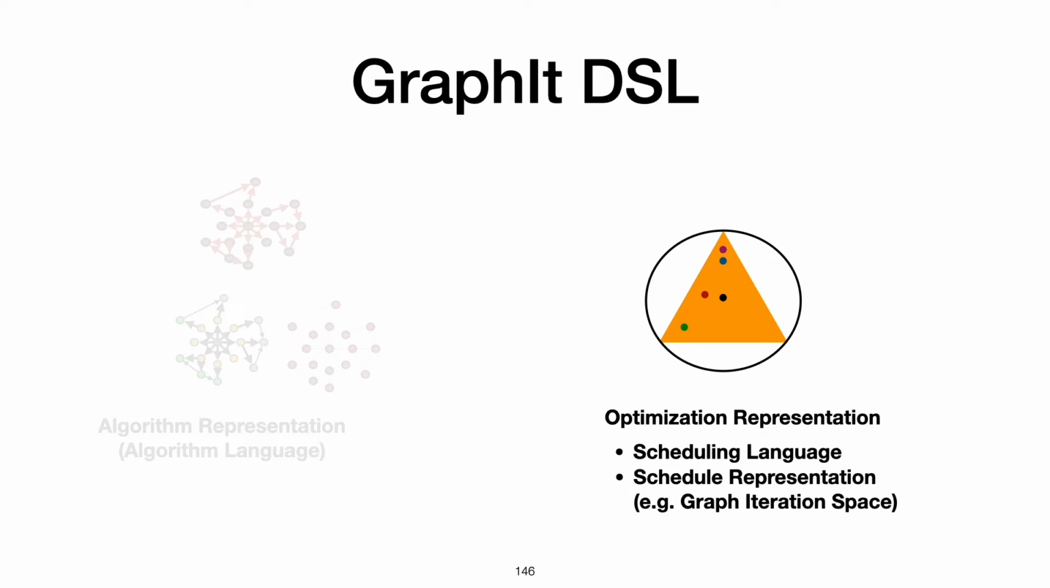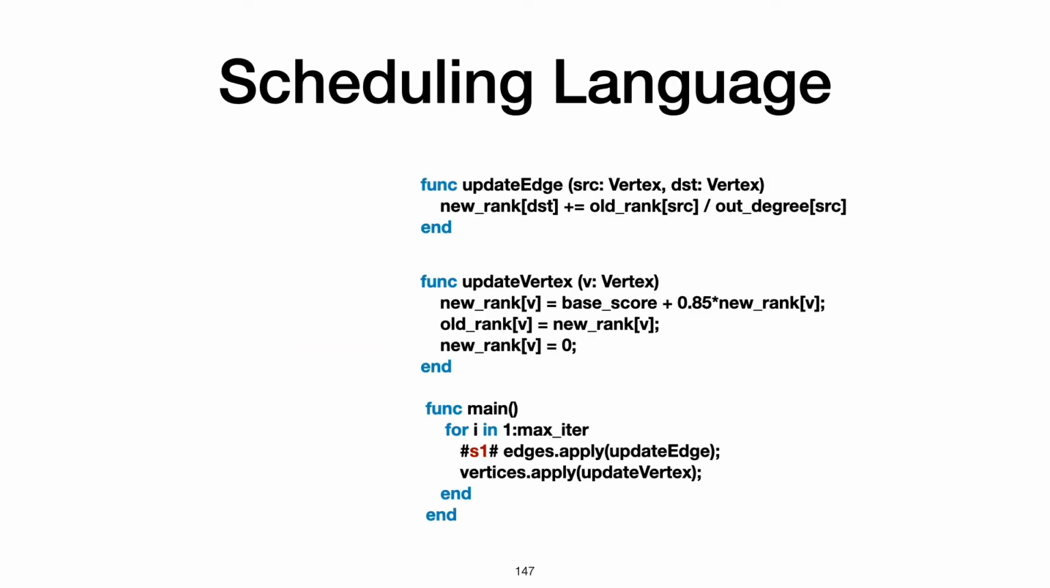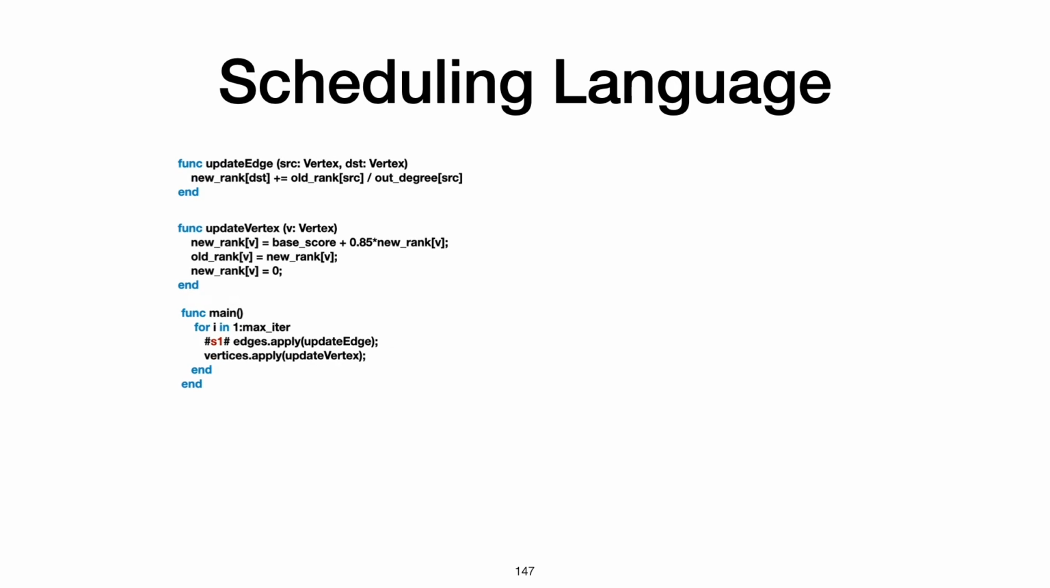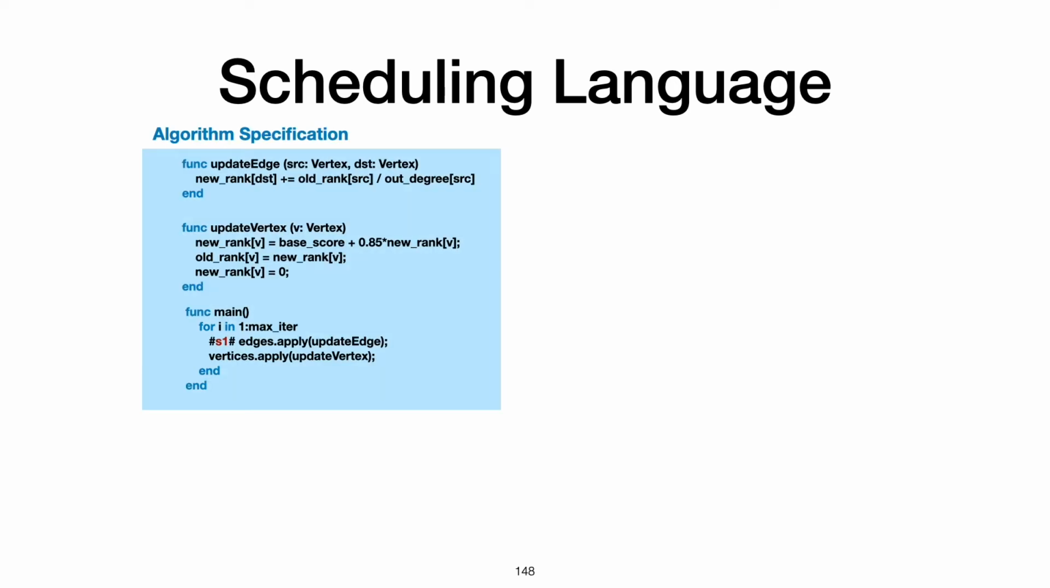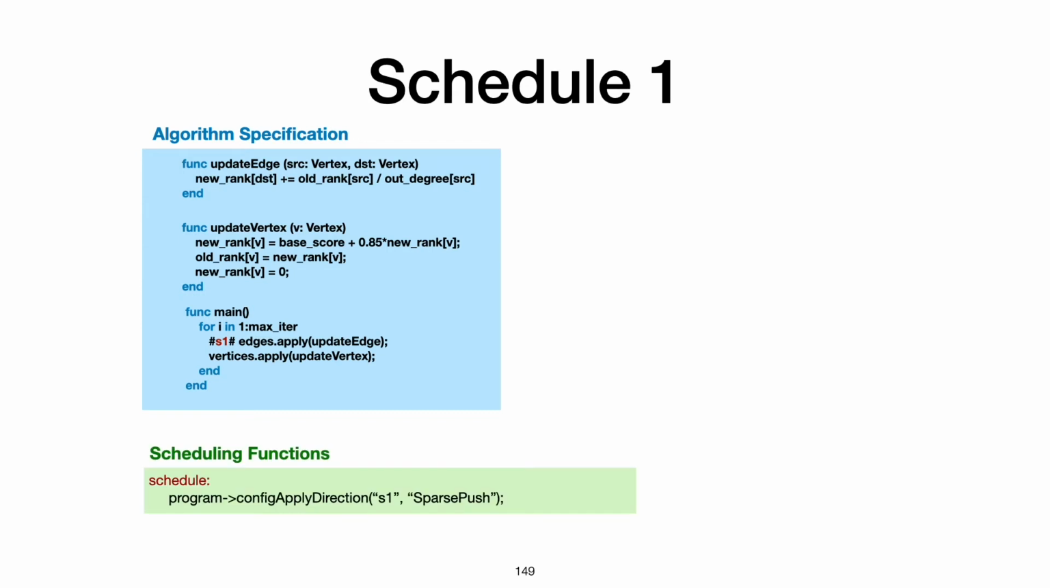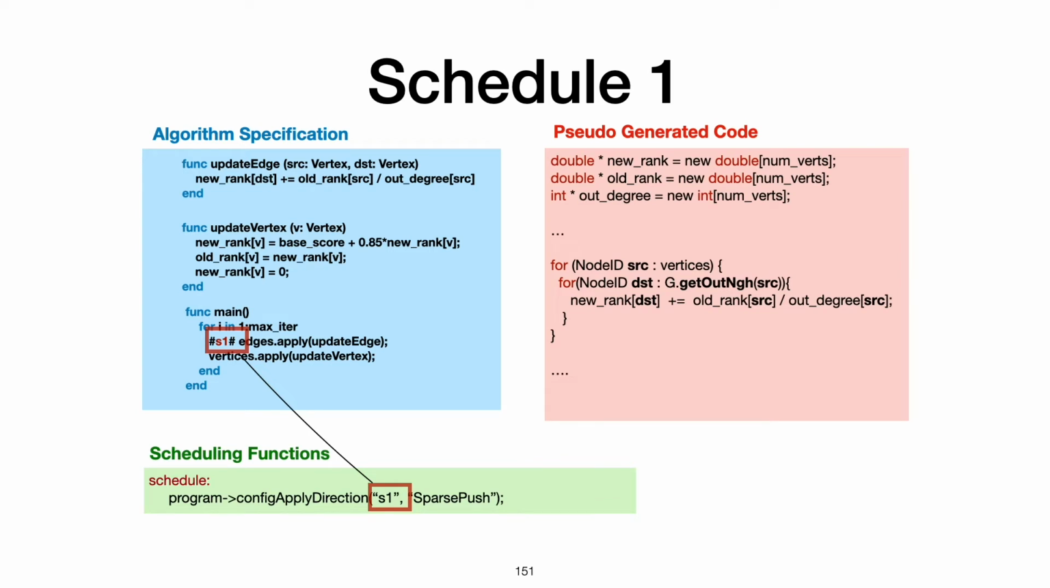So next we have the scheduling language. So here's this algorithm again, and what we can do is say, how to optimize this algorithm is provide a schedule. So the schedule says for this edge apply function that I have indicated using this S1 to sparse push. This will generate a piece of code that looks like this.